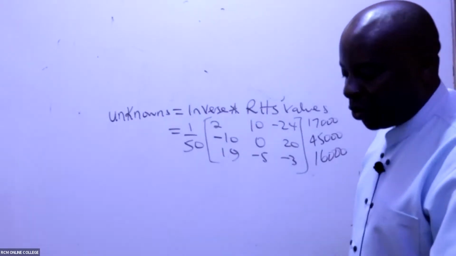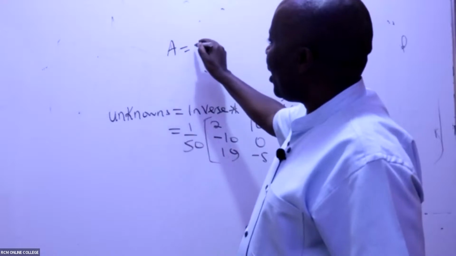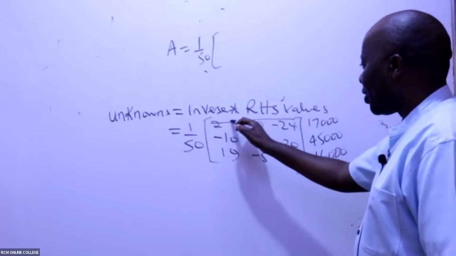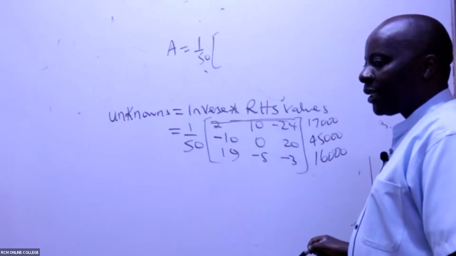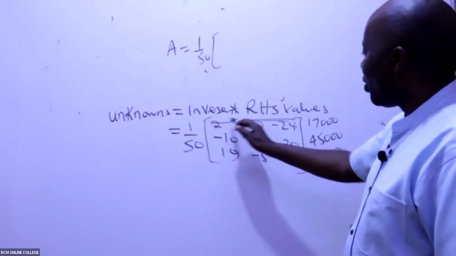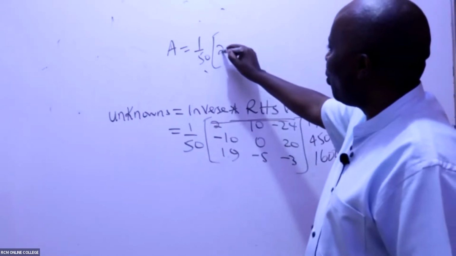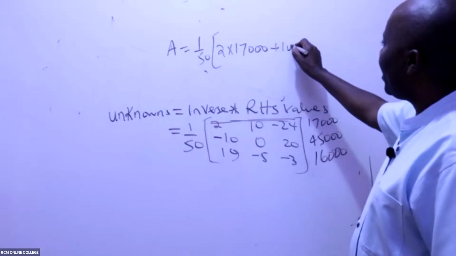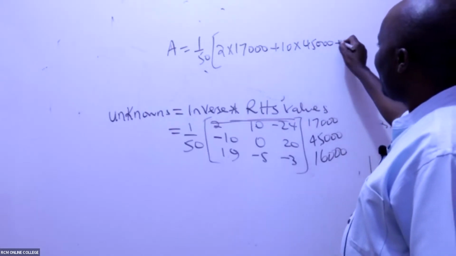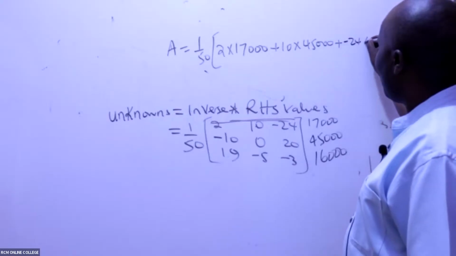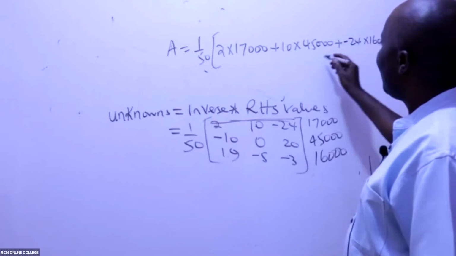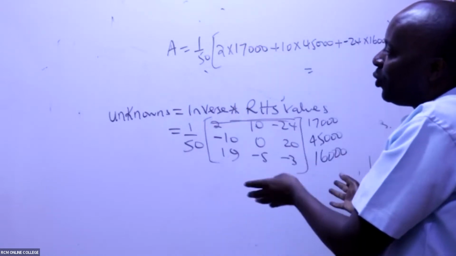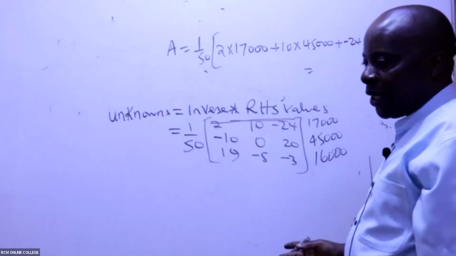So the first unknown was A. Then A will be 1 over 50 into, and remember, in multiplication it's row times column. So the first one will be 2 times 17,000, plus 10 times 45,000, plus minus 24 times 16,000. First get what's inside the brackets, and whatever you get, you divide by 50. What answer do we have?